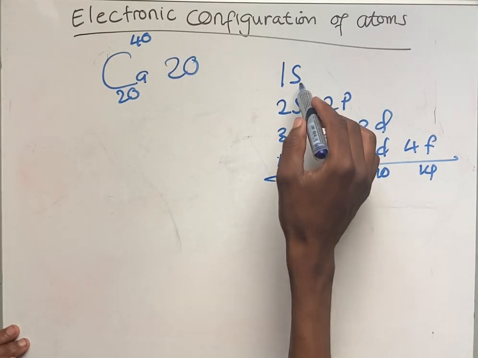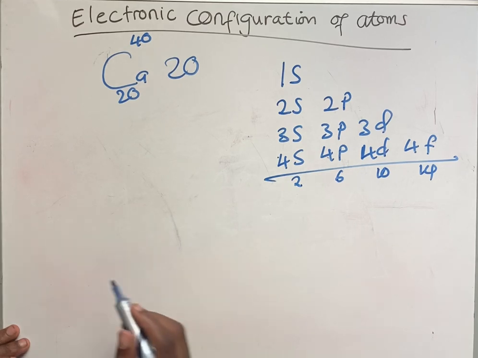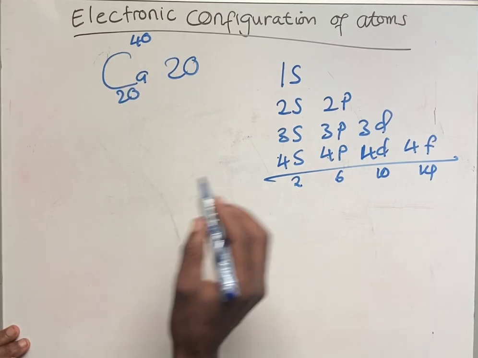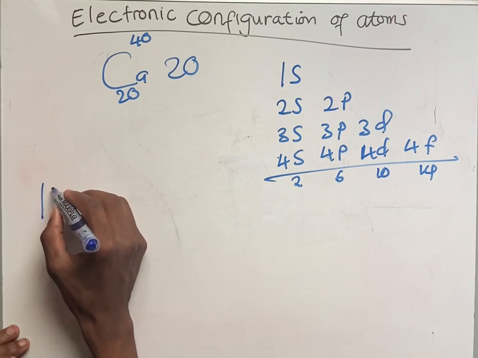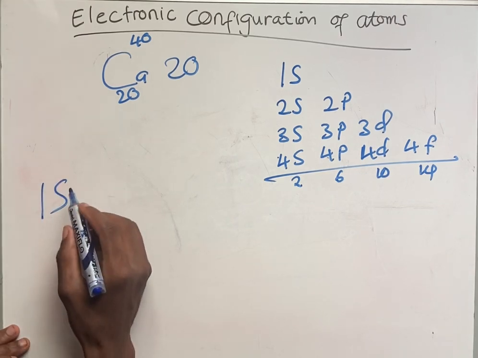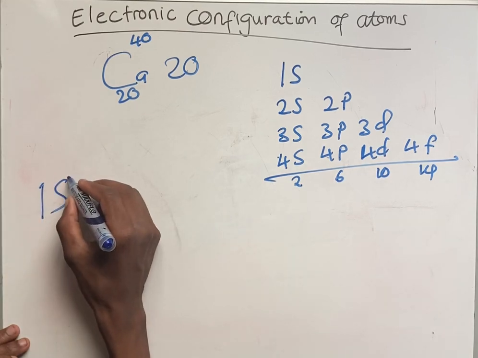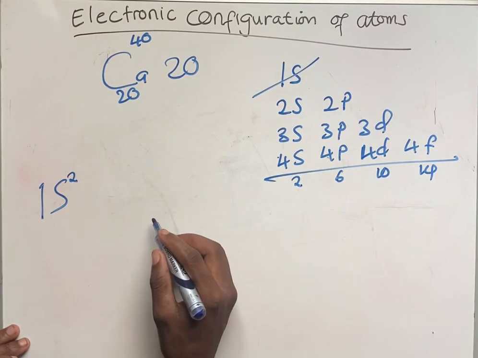So this 1s is the first subshell in a calcium atom. We are giving an example on the calcium atom. So you write 1s. Now this 1s, we are saying that s can accommodate 2 electrons. So this becomes 2 there. So this one is gone.